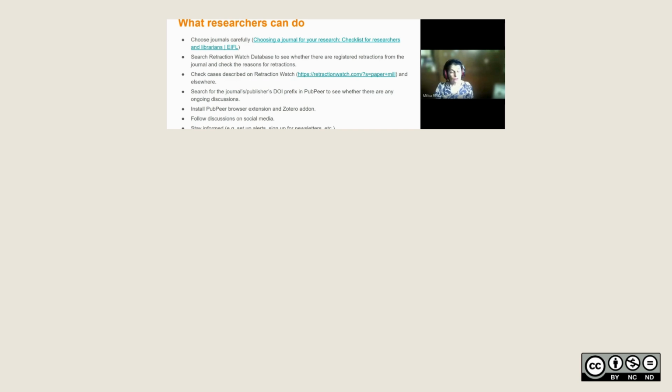There are some tools, some databases that are available. So for example, if you're not sure whether you should cite an article or not, there is this Retraction Watch database where you can go and try to search for a journal and see whether there are some retractions from the journal that are due to paper mills. So you can see whether the journal has already been affected by paper mills or not.